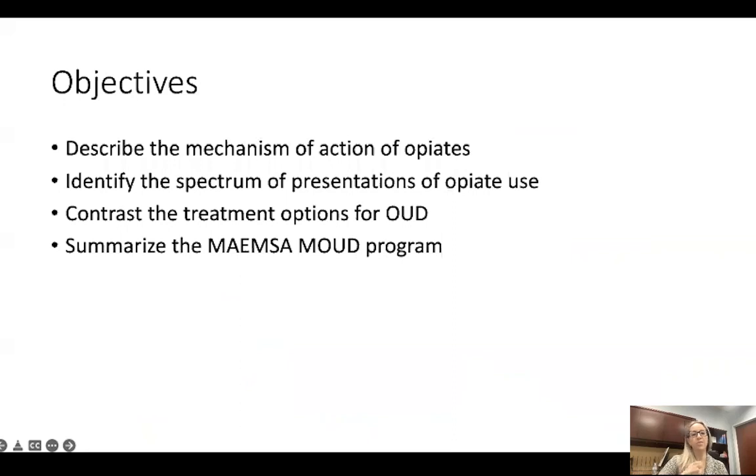So let's talk about some objectives. What do I want you to be able to do? I want you to describe the mechanism of action of opiates at a high level. We're not going to go super deep into the molecular basis, but at a high level, I want you to be able to identify the spectrum of presentations of opiate use disorder. I want you to contrast the treatment options for opiate use disorder. And I want you to summarize the MIAMSA MOUD program.